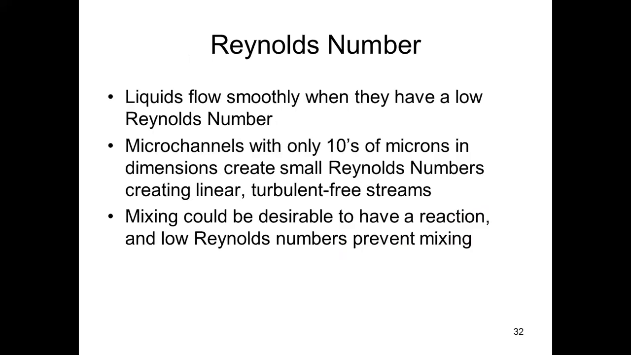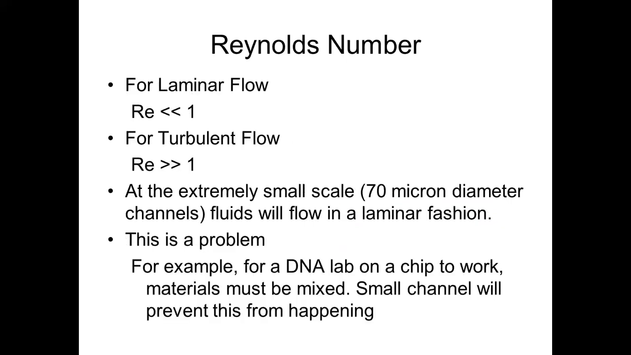So liquids flow smoothly when they have a low Reynolds number. Microchannels with only tens of microns dimensions create small Reynolds numbers, creating linear, turbulence-free streams. Mixing could be desirable to have a reaction, and low Reynolds numbers prevent mixing. So for the most part, the natural tendency for fluids in a microfluidic device is to have a low Reynolds number, and at these low Reynolds numbers, we will not have mixing. So we have to have some pathway to increase these Reynolds numbers to get mixing, because the assumption is we want to have a reaction take place by mixing.